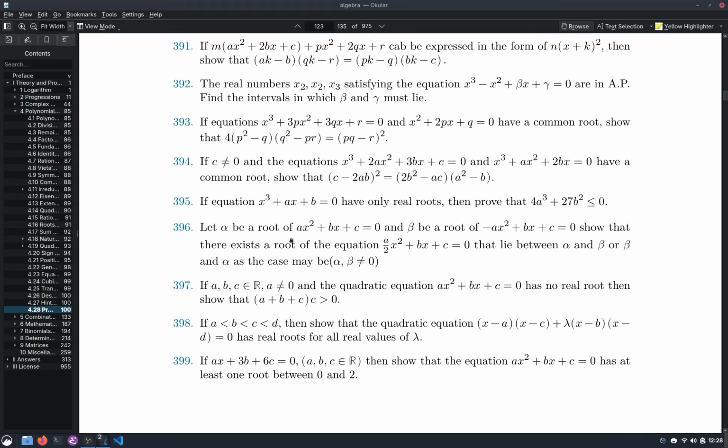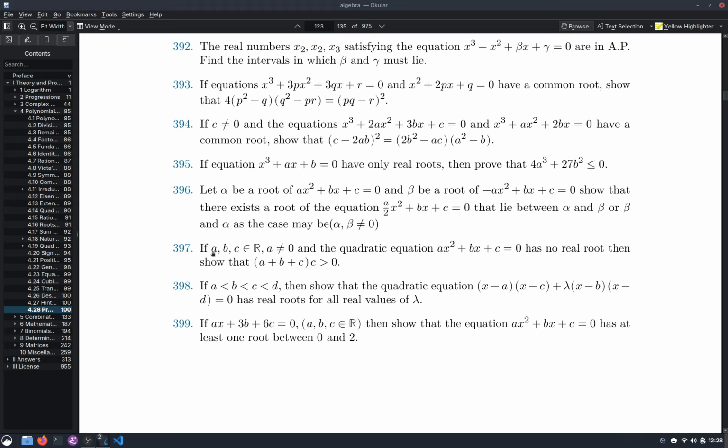beta. Question 397 says that if a, b, c belong to the set of real numbers and a is not equal to 0 and the quadratic equation x square plus bx plus c is equal to 0 has no real root, then show that a plus b plus c into c is greater than 0.